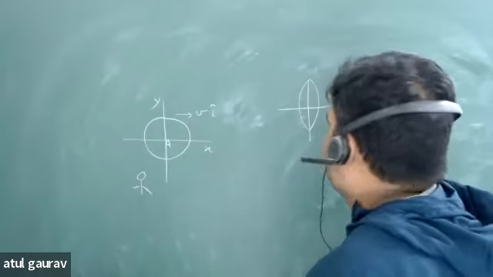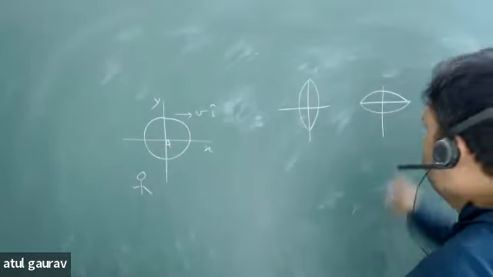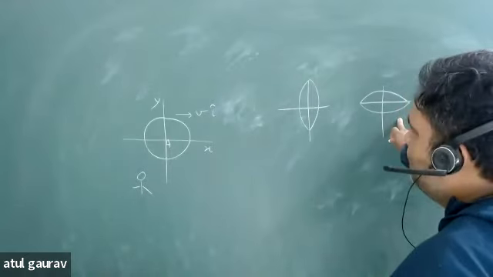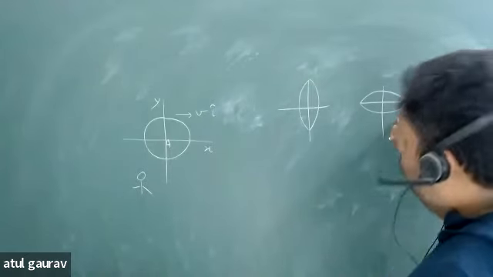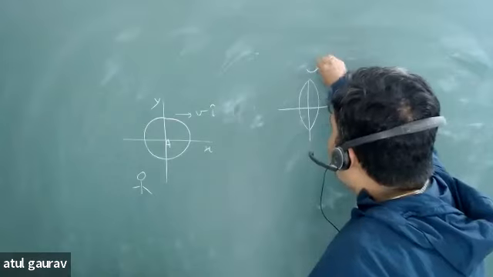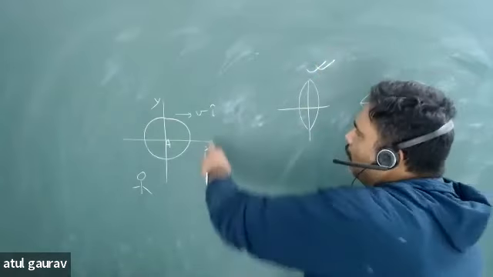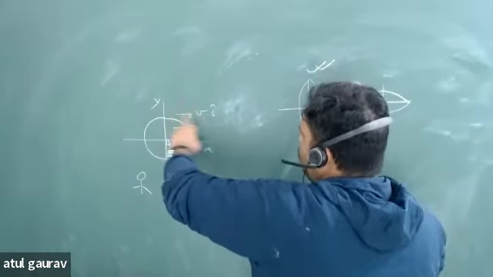Which possibility is there? The second one. Second one possibility. No, sir, sorry, no. Sir, the first one. First answer, the first one. Why will it be the first one? Because this length is just going to contract.